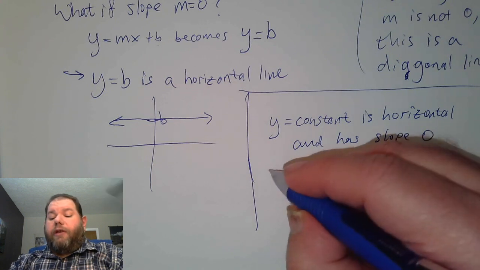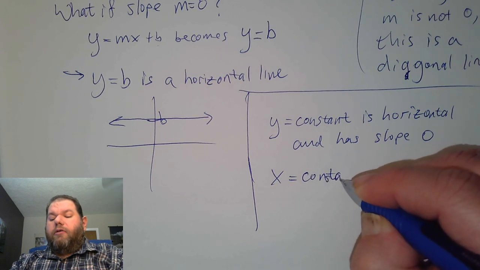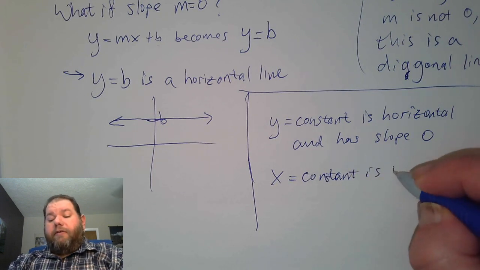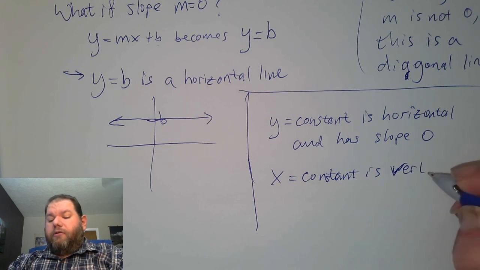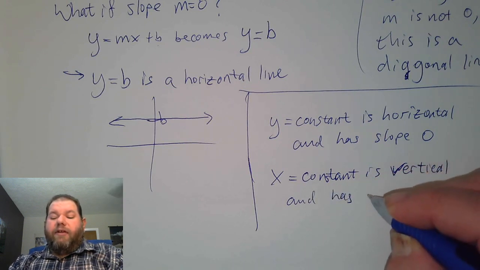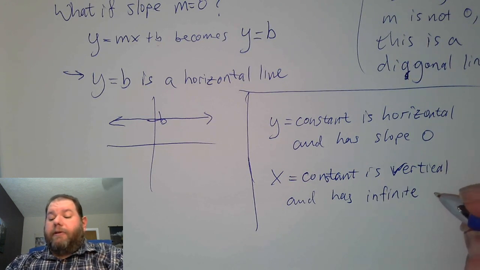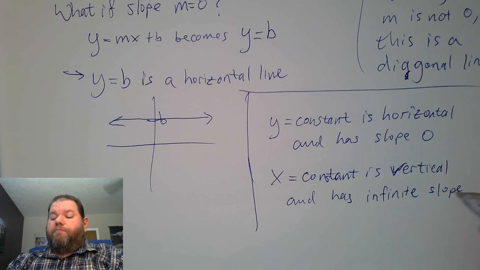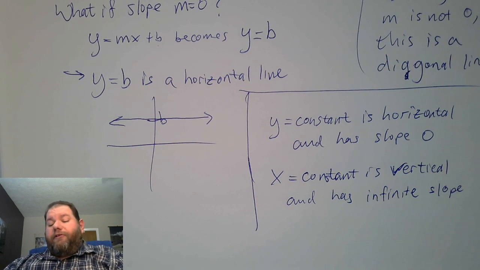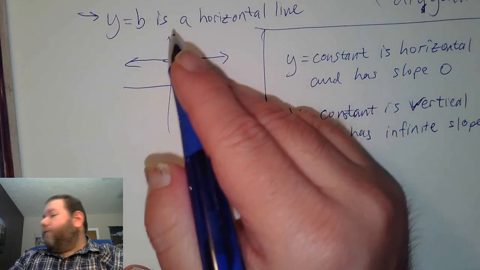And we contrast that with x equal to a constant. That's a vertical line. In this case, we say it has infinite slope, although in reality we just can't define what the slope is. Basically there's no measurement of the slope in that case, but we could also call it infinite. So that's y equals b.